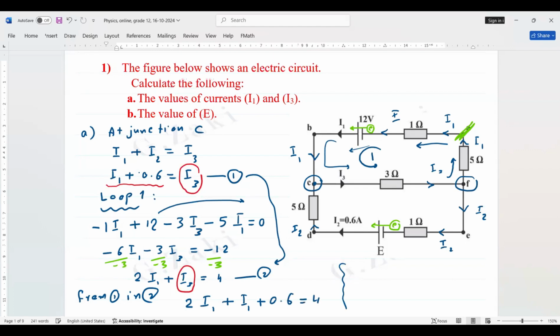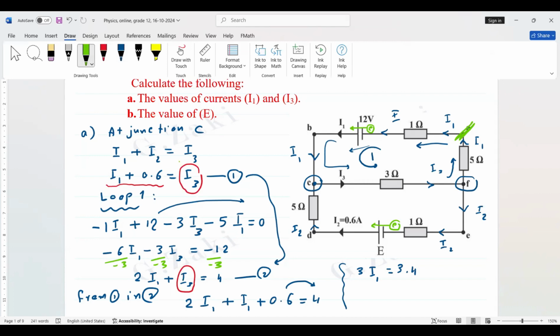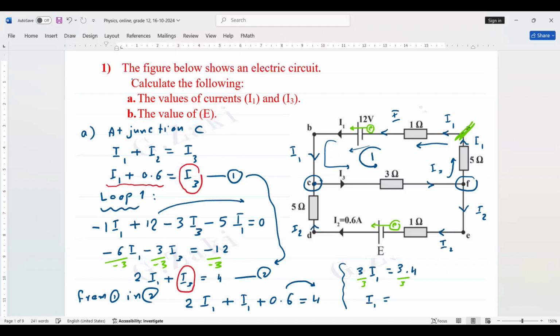Simplify. 2 I1 plus I1 is 3 I1. So 3 I1 equals, shift 0.6 to the other side, 4 minus 0.6, which is 3.4. Divide both sides by 3 to get the value of I1. So I1 equals 1.13 amperes. This is the approximate value of I1.